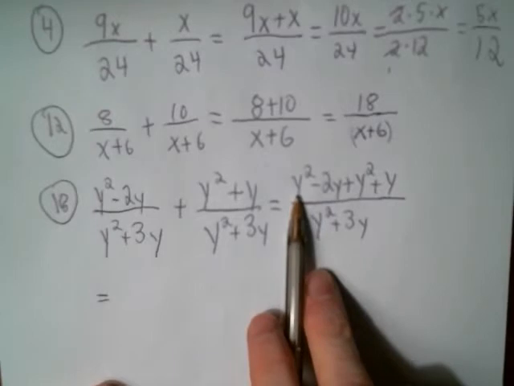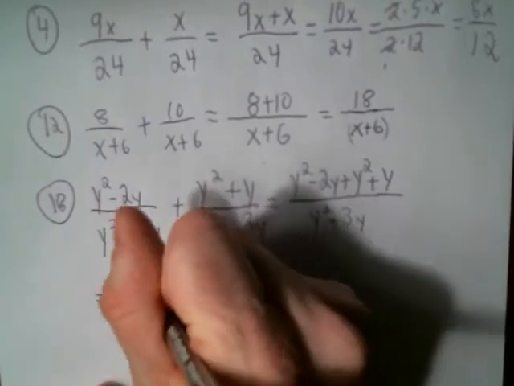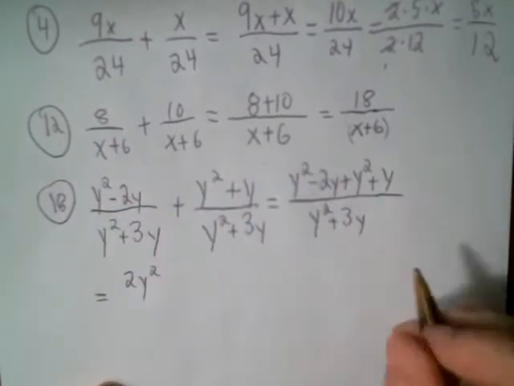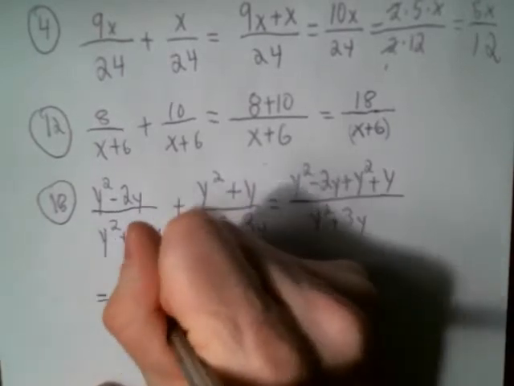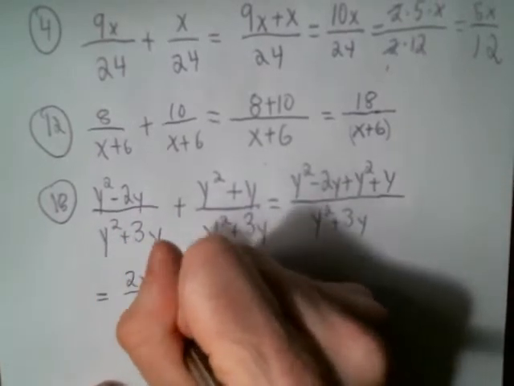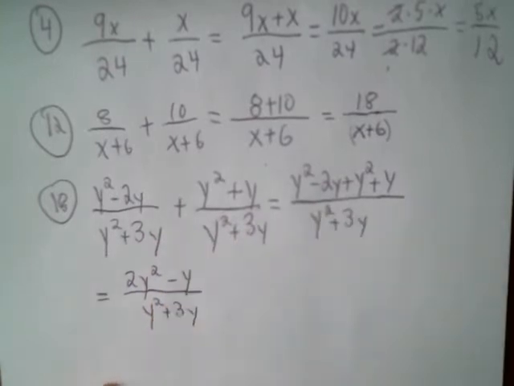Combine like terms, so 1y squared plus 1y squared is 2y squared. Negative 2y plus 1y is negative y. And that's all over y squared plus 3y. Okay, and then we try to simplify.